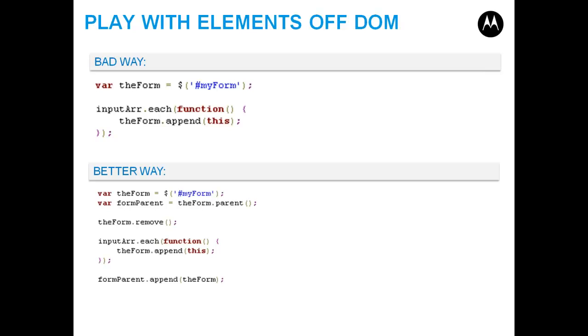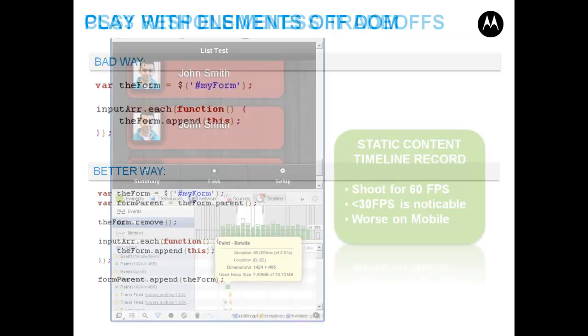A better way to do it, using jQuery syntax again, is to take the node off the DOM. It's similar to the other one, just done a different way. So down here we're saying, okay, let's get the form, and we're removing it from the DOM. Then we're adding all the input attributes and controls to that form, and then we're appending it back. Instead of cloning, we're actually removing it and putting it back on. So you might want to look at these two techniques for manipulating the DOM offline.